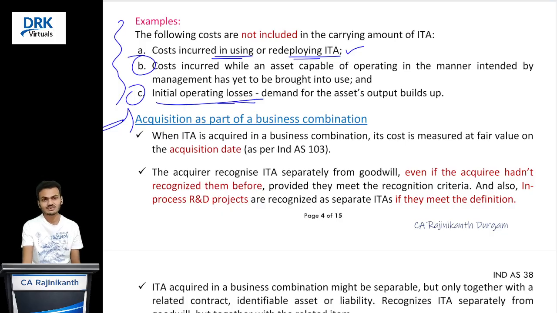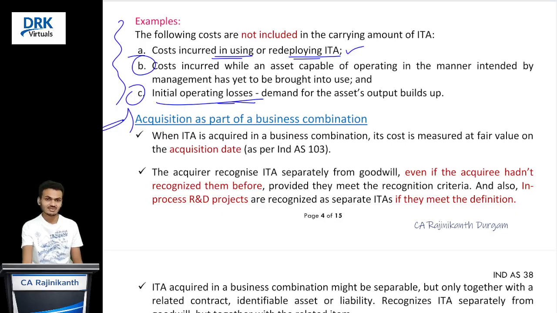And next one, suppose there is in-progress research and development cost in the books of Y Limited. So that in-progress research and development cost can also be recognized as a separate intangible asset. It means what? We can capitalize that only if that research and development project satisfies the definition and recognition criteria of Ind AS 38.